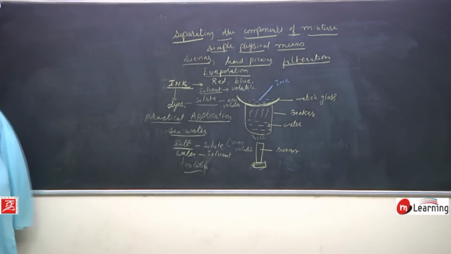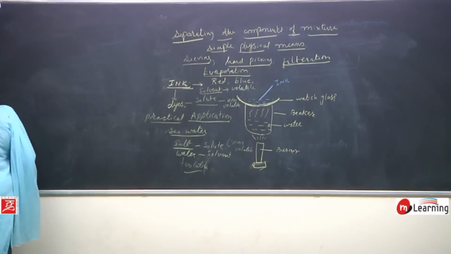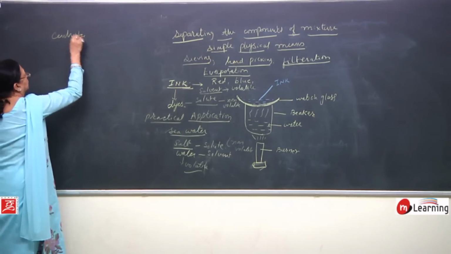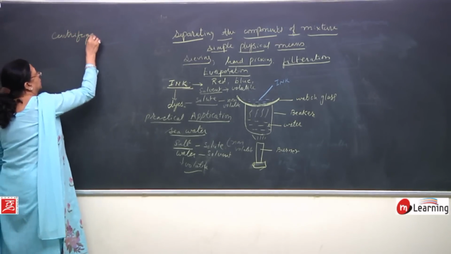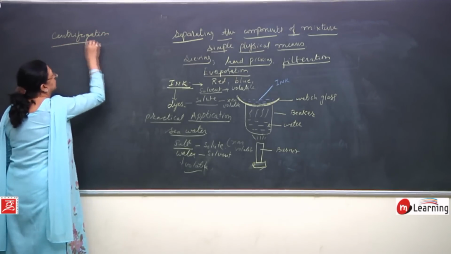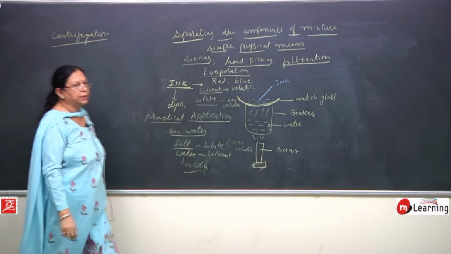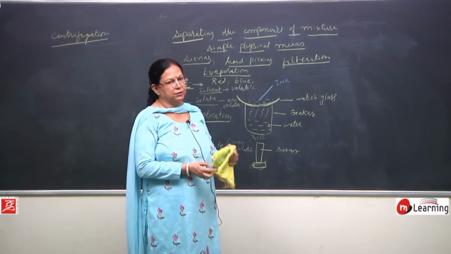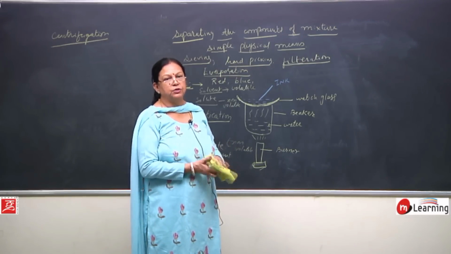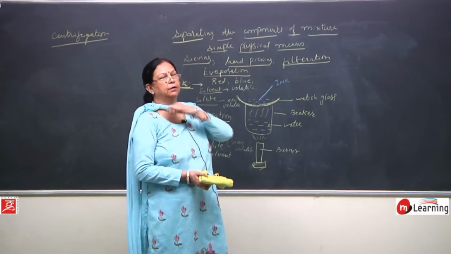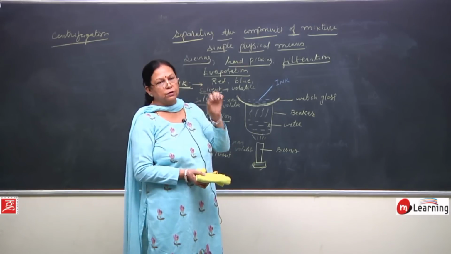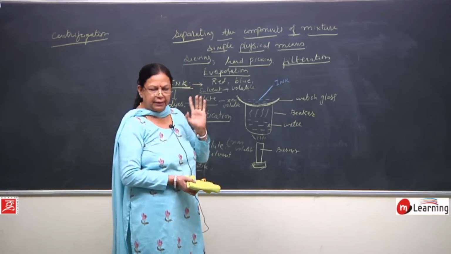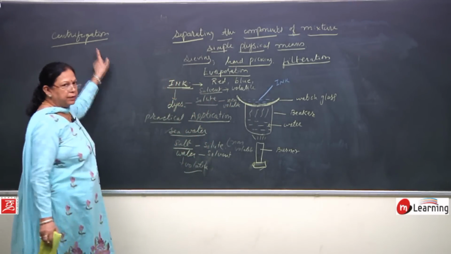Next method is centrifugation. Just now, in the case of colloids, I told you about the dispersed phase and dispersion medium. The dispersed phase you cannot separate by filtration, because the size of the particle is not so big that it will be left on the filter paper, but by centrifugation, that I told you. And now what is this centrifugation?